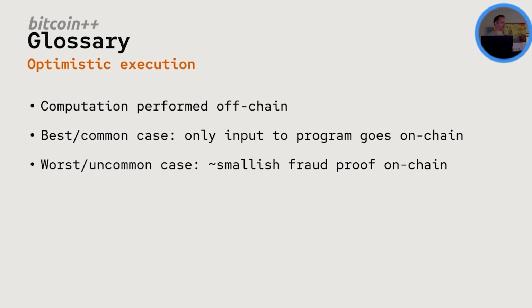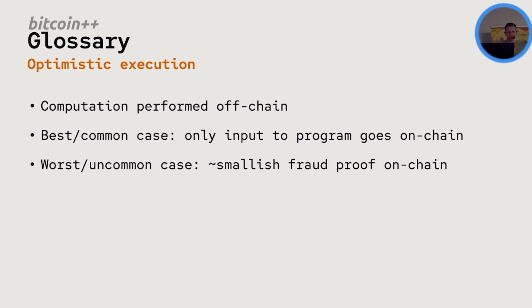So what is optimistic execution? Optimistic execution means that we want to perform as much as possible of the computation off-chain and only perform it on-chain if we have to. And if the incentives are aligned, then we expect the on-chain footprint to never actually get into the worst case, because it will be expensive for those trying to cheat in this game.